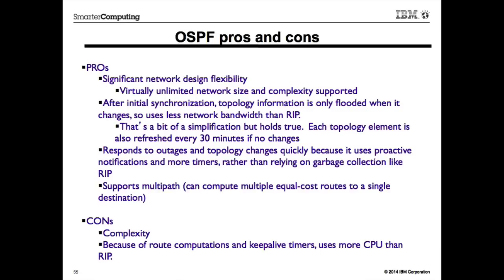What are the cons of OSPF? Well, you probably figured one out already. It's very complex. The main drawback of OSPF is its complexity. But OSPF also uses more CPU than RIP because it has a bunch more timers and it does internal route calculations.